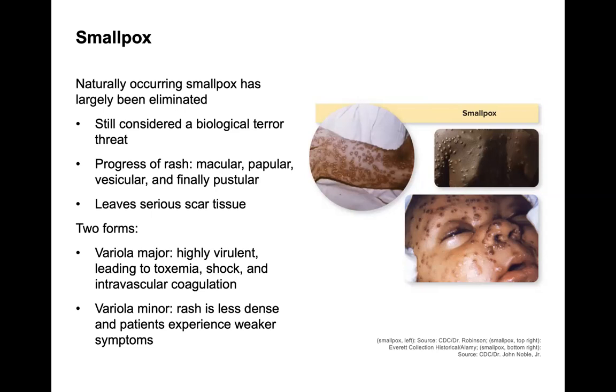The progress of the rash, which is macular, papular, vesicular, and then finally pustular. It leaves serious scar tissue, and there are two types. Variola major, this is highly virulent, leading to toxemia, shock, and intravascular coagulation. And variola major has a very high mortality rate. Variola minor, the rash is less dense, and patients experience weaker symptoms.